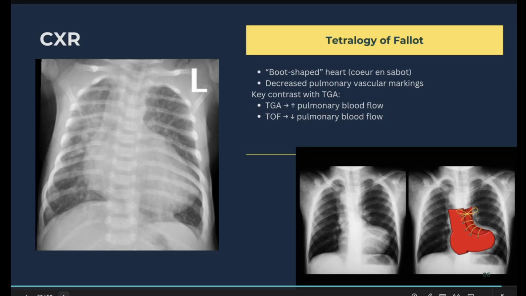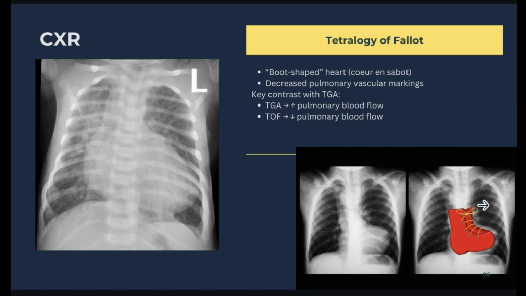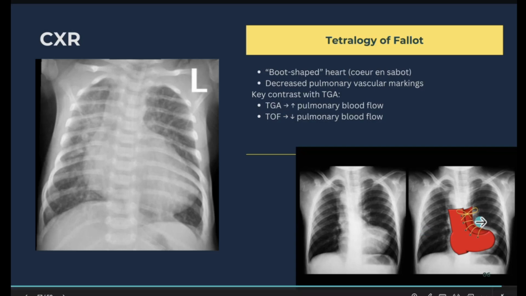Fallot. I think the name is French, so technically you should be pronouncing it differently, but I don't know. I think either way is fine. So yeah, here you can see that this is the boot-shaped heart. So you have decreased pulmonary vascular markings, opposite to transposition of great arteries. You can see everything is quite dark. And in transposition of great arteries, there's increase of pulmonary blood flow, which is why the vascular markings are seen more. And then in tetralogy of Fallot, you have decreased pulmonary blood flow. So again, this is the way they used to call it a boot-shaped heart.